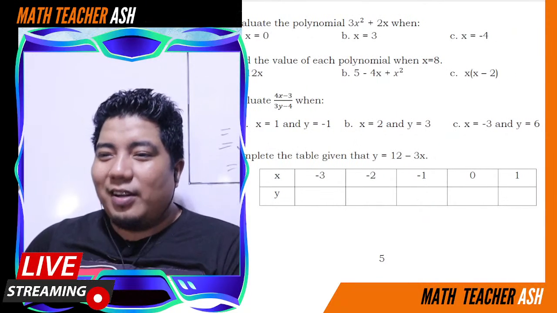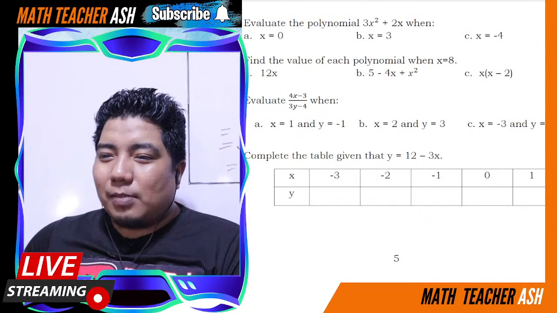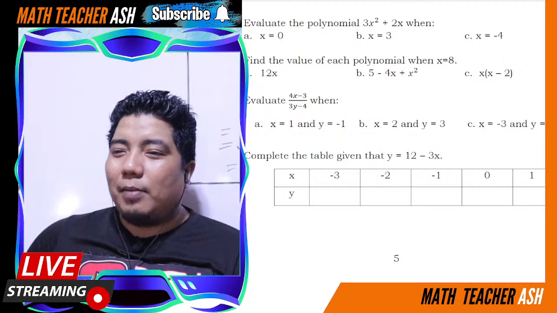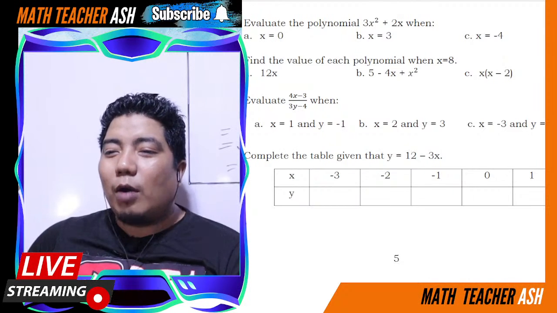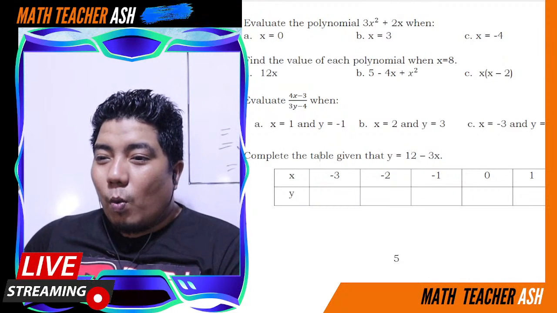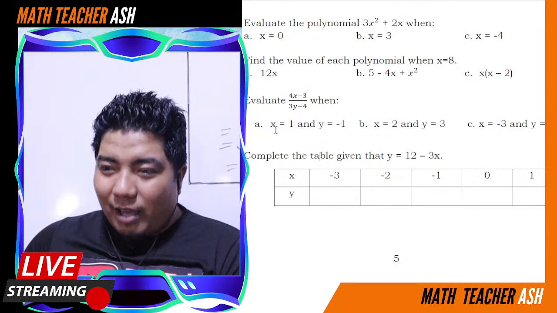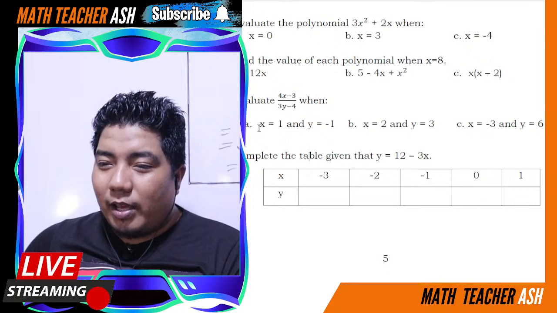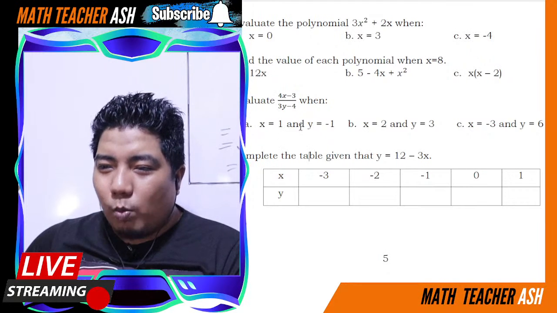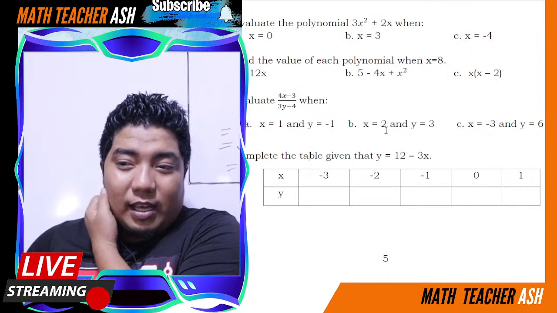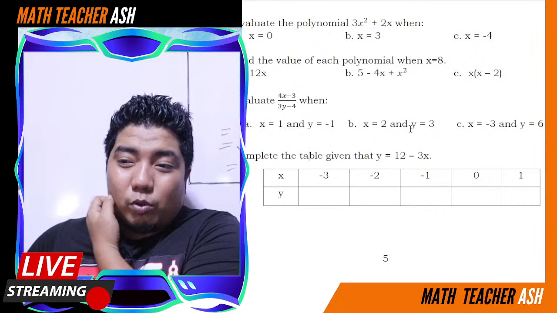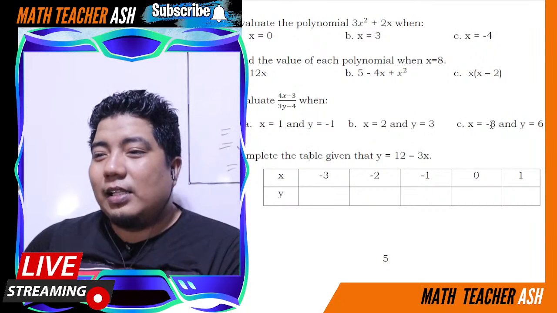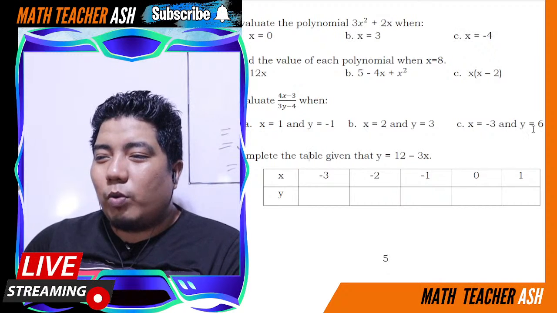We have here, evaluate 4x minus 3 over 3y minus 4. Okay, how do you solve this one? When you're A, okay, so tatlong beses ka pa rin magsusolve nito. So, you're in A, x is 1, y is negative 1. In B, x is 2, y is 3. In C, x is negative 3 when your y is 6.